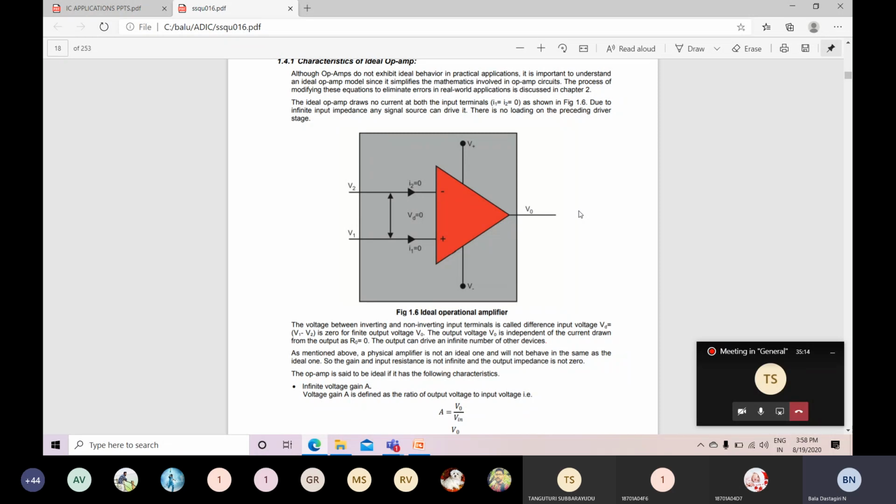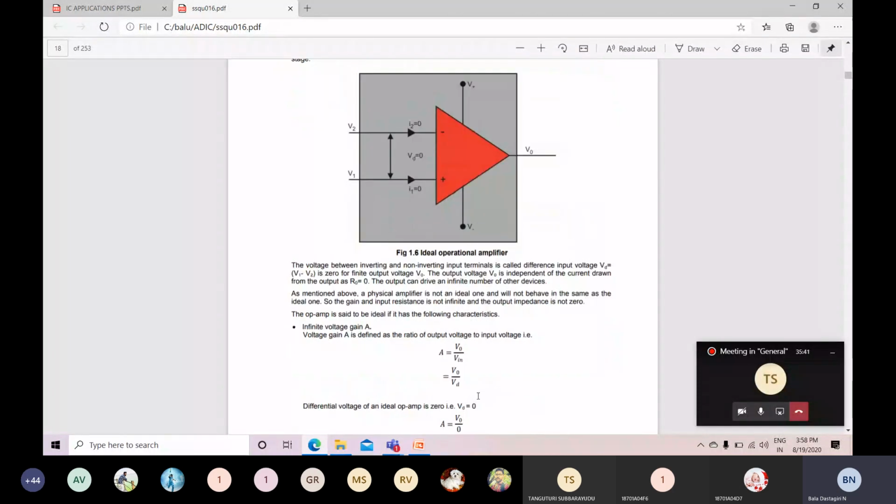Okay, so the first thing is, if you want to say the op amp is an ideal op amp, the following characteristics are noteworthy. The first one is the infinite voltage gain. Whatever output voltage you are getting with respect to the input, that voltage gain will be infinite. A is the voltage gain, which is equal to V naught by V in. Here V in is the difference between these two input terminals, V1 and V2, which is called the differential input voltage.